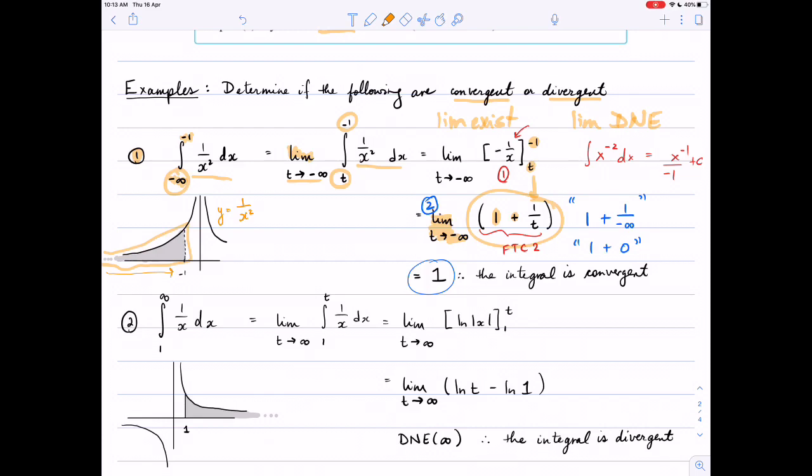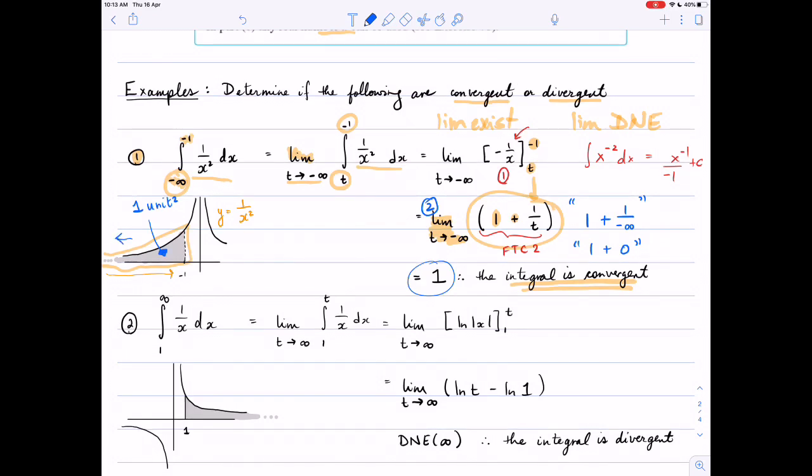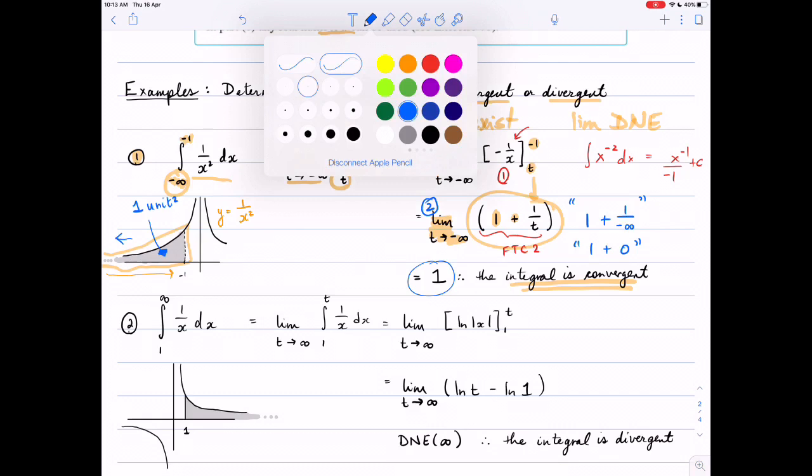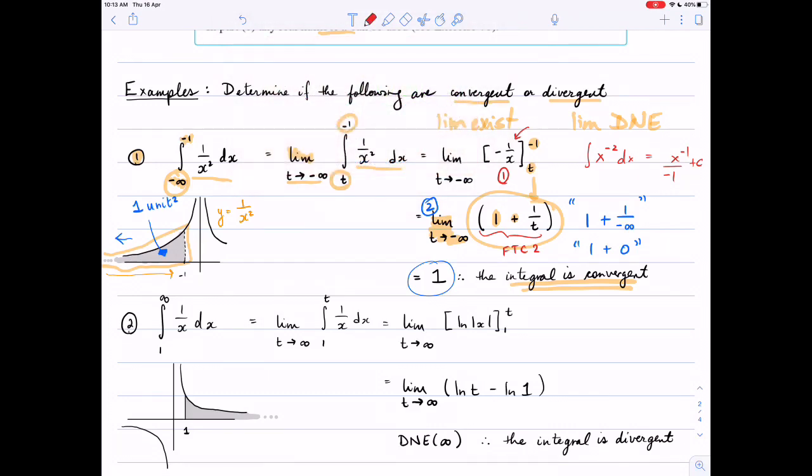So that means, in terms of the definition, that limit exists, and so the integral is convergent. And what that is telling us is that this area here is going to tend towards 1 square unit, right? So it is growing and growing and growing as we go out there. There's more and more area, but it is growing so slowly that it will tend to 1 square unit.